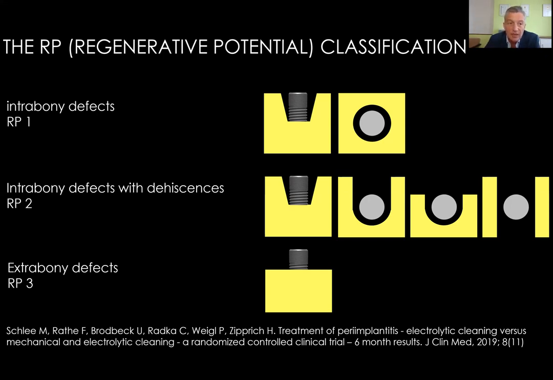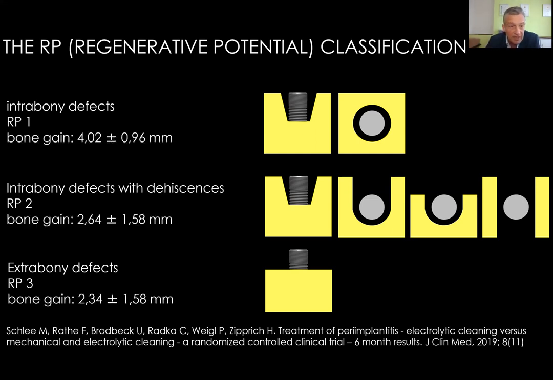If we have clear intrabony defects with bone walls surrounding the defect, we expect better healing. Let's see what happens in reality. The RP2 class would be intrabony defects with dehiscences, and extrabony defects, of course, we expect worse results. These are the results we found when we spread the patients over these three groups.